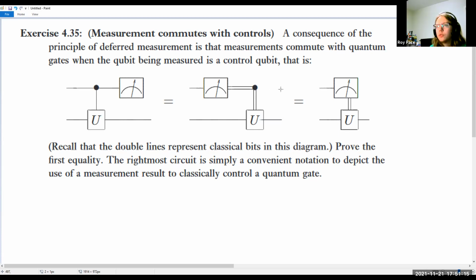I don't understand the difference between the second two. It's just notation. Oh, okay. I was like, it looks exactly the same to me.